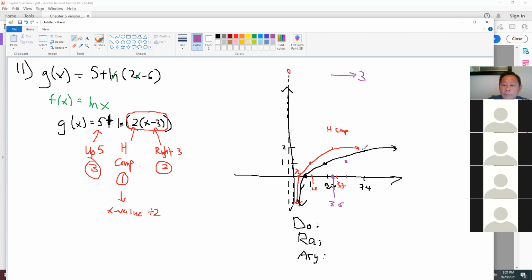So this purple is when you move right 3, but don't forget, because it is on x equals 0, when you move right 3, it will affect it. That means your vertical asymptote will be moved right 3. So your graph of the log here cannot cross this purple line. So this will look something like this. This purple line is where you move right to, so your asymptote has to move with it. And the last one is you go up 5.